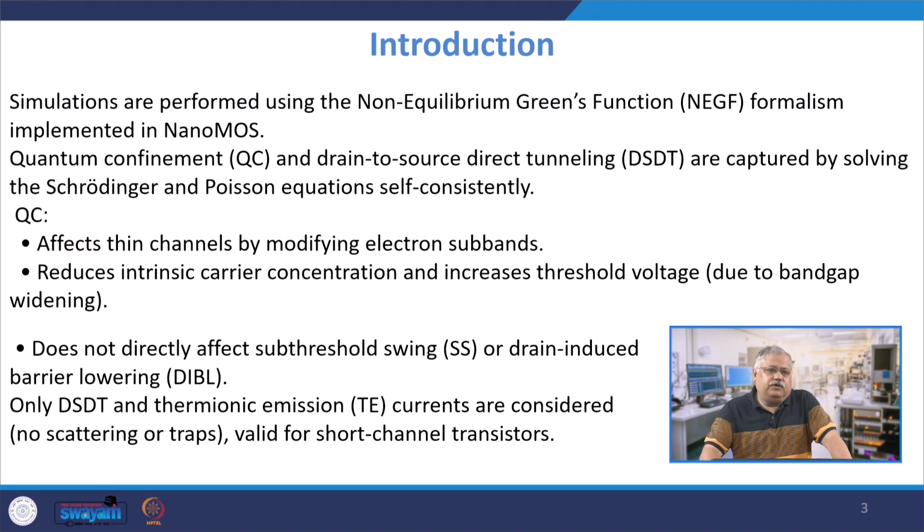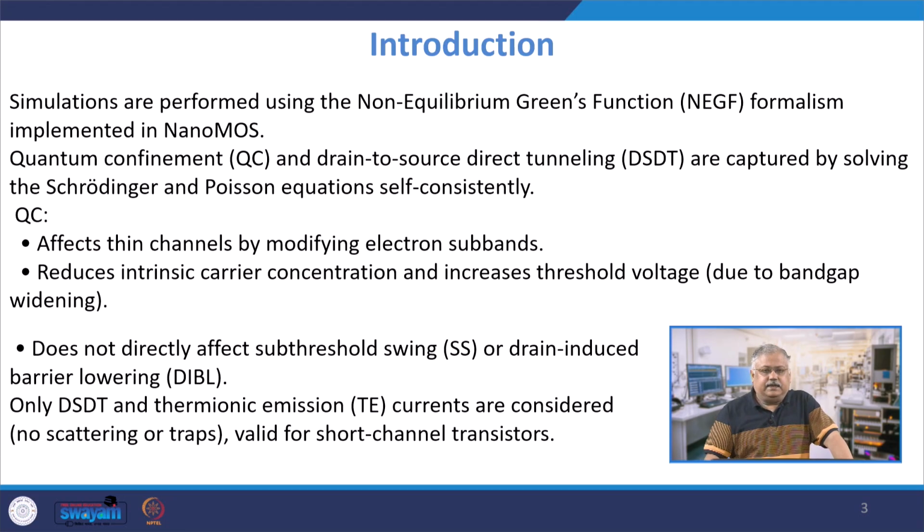While you introduce these quantum mechanical effects, what does it do? It reduces the effective intrinsic carrier concentration, and also increases the threshold voltage because of band gap widening, right? Now, it has been seen in the second order effects, for example, DIBL or SS, subthreshold swing. Subthreshold swing is not a second order effect, DIBL is. Quantum confinement does not influence DIBL or SS drastically, right?